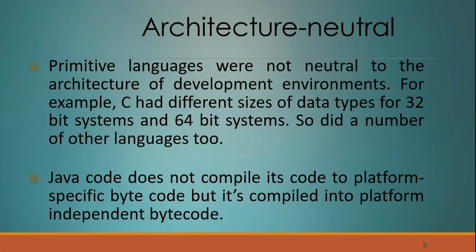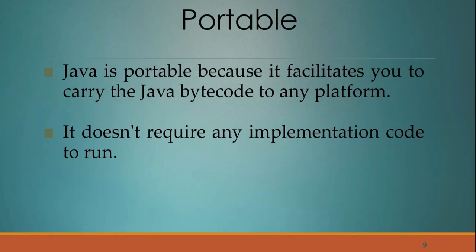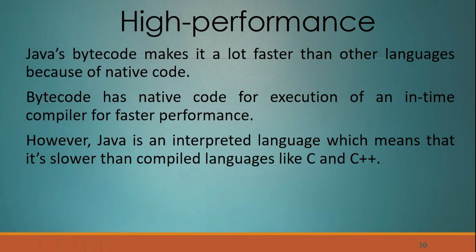Java is architectural neutral because its data type size is not going to change depending on the architecture of your machine. Whether it's 32-bit architecture or 64-bit architecture, the data type size is going to remain the same, which was not the case in C or C++. Java is portable because it does not need any implementation code to run. Once you have compiled the code, you can carry it anywhere and you can run it on any platform.